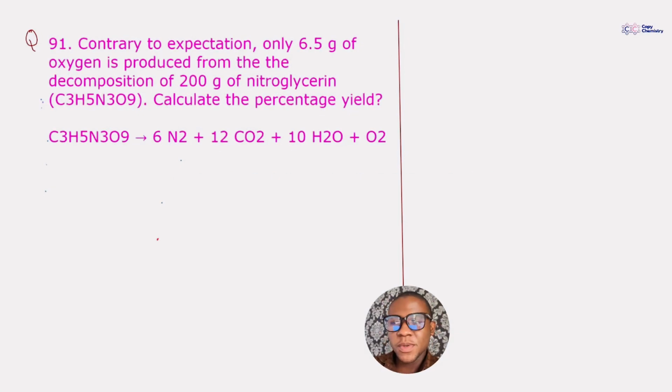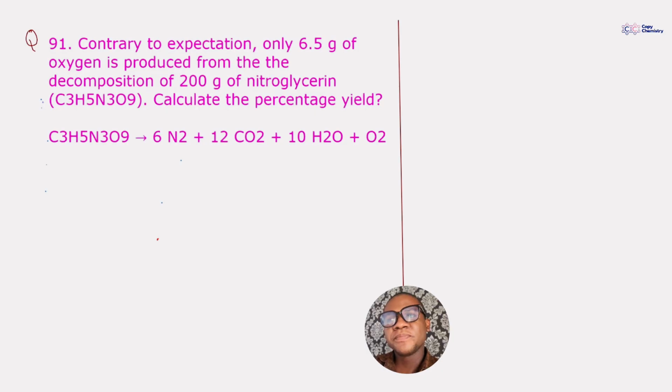So we are about to solve question 91 on stoichiometry. And this is the question here. Contrary to expectation, only 6.5 grams of oxygen is produced from the decomposition of 200 grams of nitroglycerin. Calculate the percentage yield. So they're telling us here that only 6.5 grams of oxygen is produced.